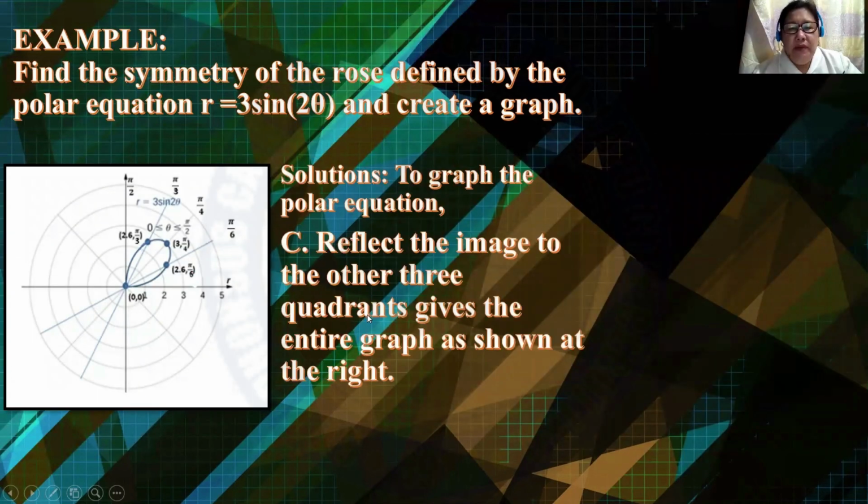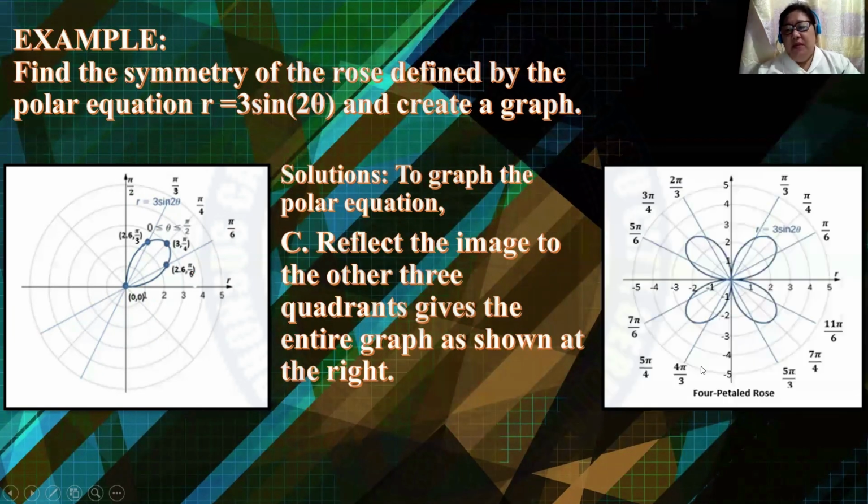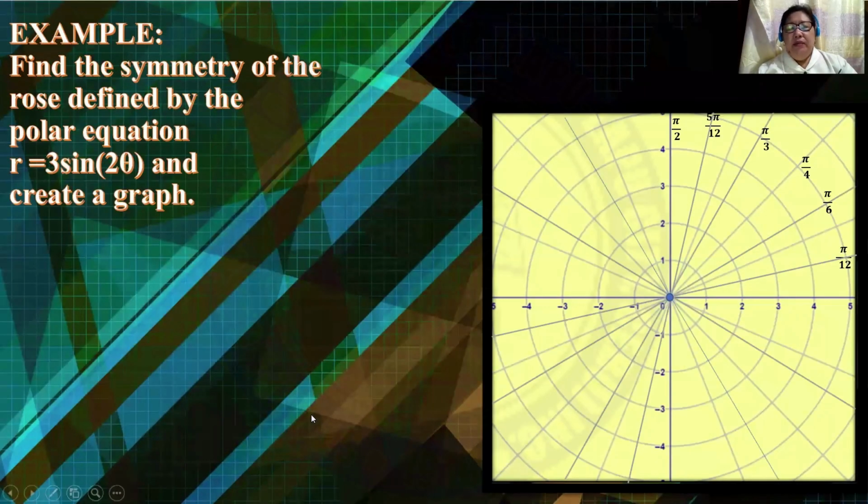Next, you have to reflect the image to the other 3 quadrants. This gives the entire graph as shown at the right. So here, this is the first petal. And you draw the same image on the second quadrant, another image on the third quadrant, another on the fourth quadrant, which will give you a 4-petaled rose. So again, to find the symmetry of the rose defined by the polar equation r equals 3 sine 2 theta.